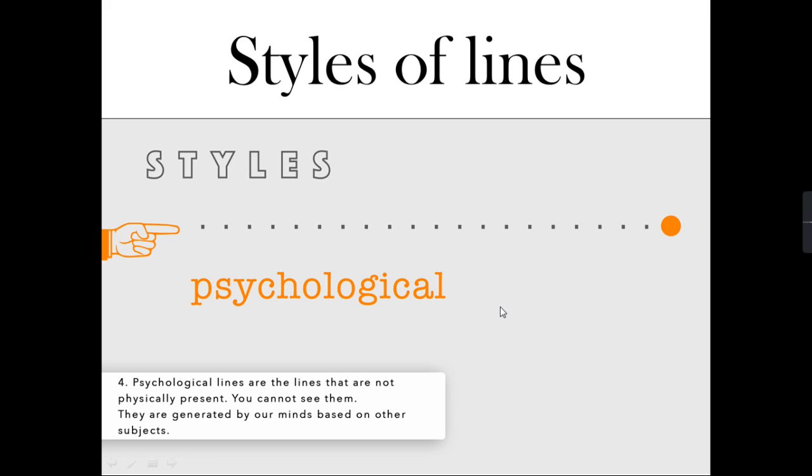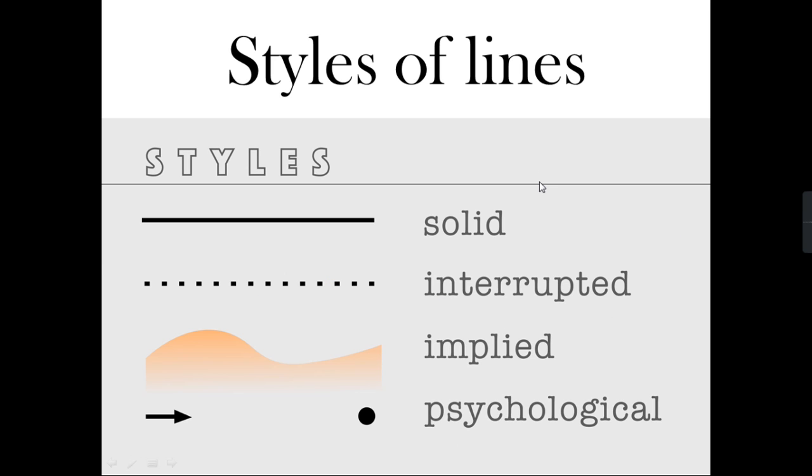Number four, psychological lines are lines that are not physically present. You cannot see them. They are generated by our minds based on other subjects. For example, when you point at something, you can move your eye in a straight line toward this thing, but there is no straight drawn line. So the styles of line are solid, interrupted, implied, and psychological.